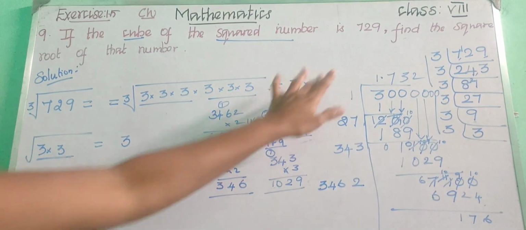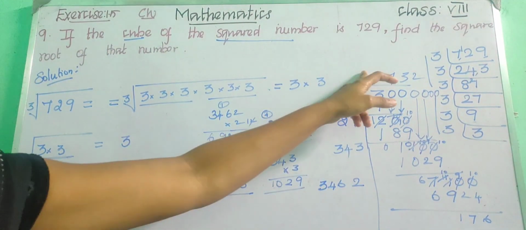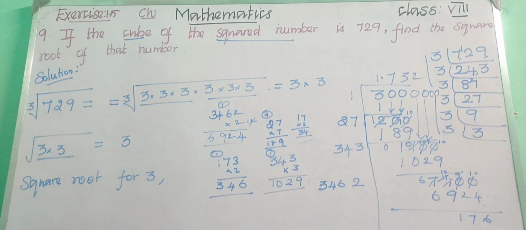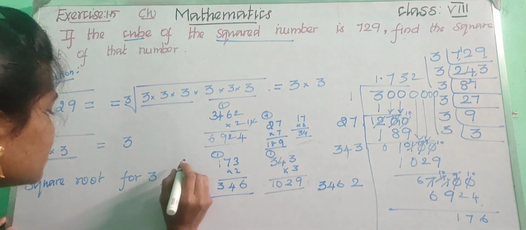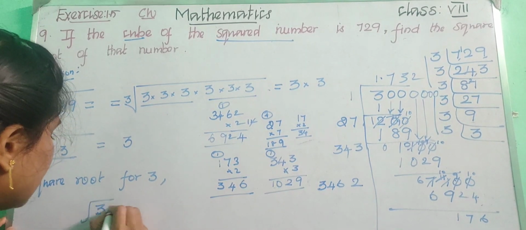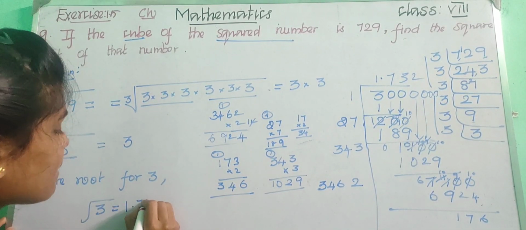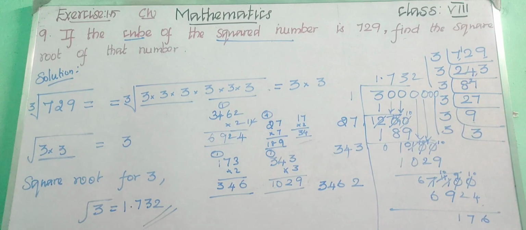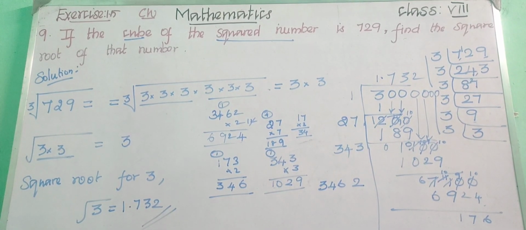We can stop with this 3 decimal. So what is the answer we are getting? 1.732. So root 3 equal to 1.732 is the answer. Okay, children, copy this in your classwork notebook.